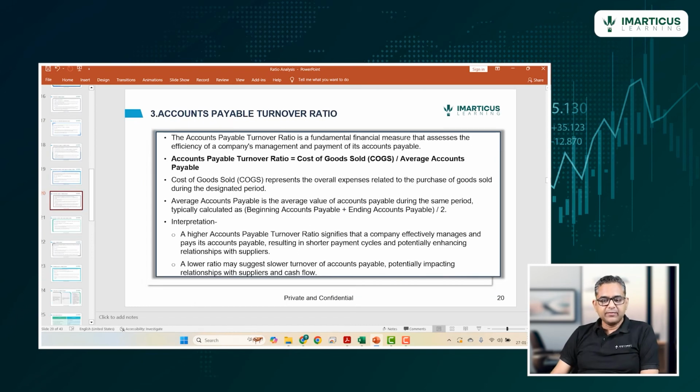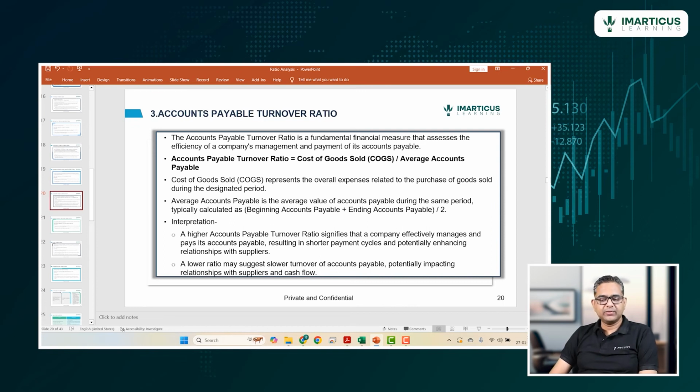Okay, so next we have the accounts payable turnover ratio. Again, what is accounts payable? It is the amount we need to pay to our creditors. Let's say we have purchased raw materials from our suppliers on credit, so that we need to pay back, that becomes accounts payable, and it sits in the balance sheet as a part of current liabilities. Now, how quickly are we able to pay back? What is the turnover ratio that is captured through this accounts payable turnover ratio?